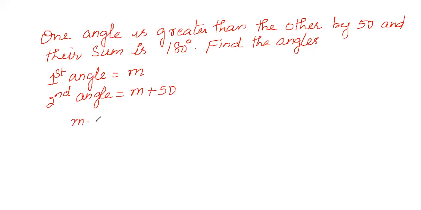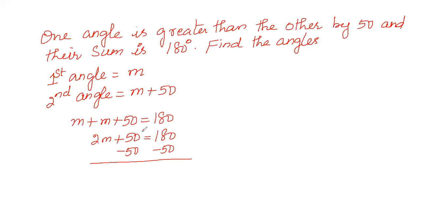Now their sum is given as 180. So m plus m plus 50 is equal to 180. You see, you get an equation. So 2m plus 50 is equal to 180. Subtract 50 on both sides, because you now know how to solve the equation. I'm doing the cancellation method. So I cancel the 50 on both sides. You get 2m is equal to 180 minus 50, that is 130.